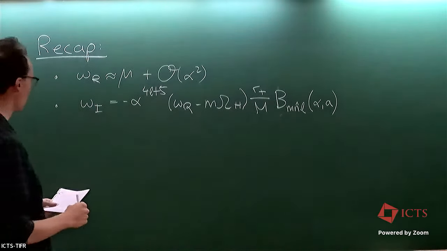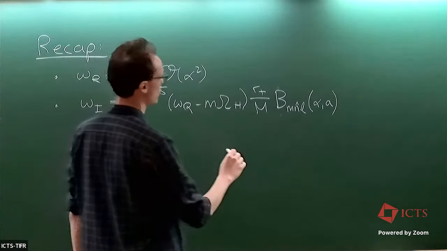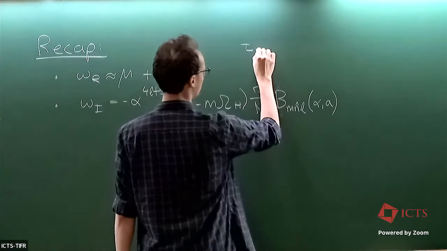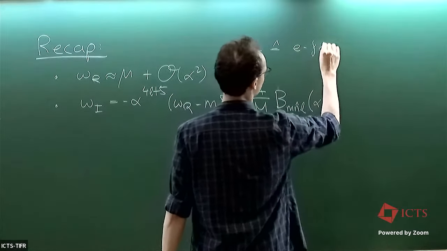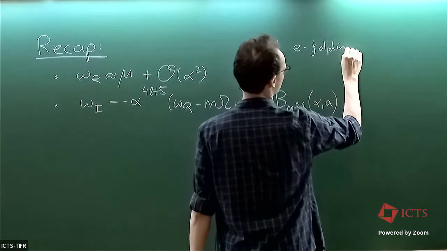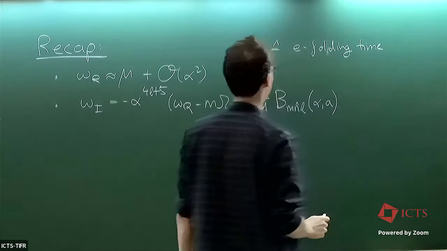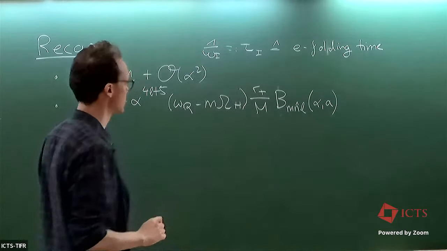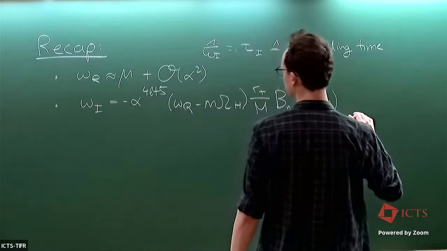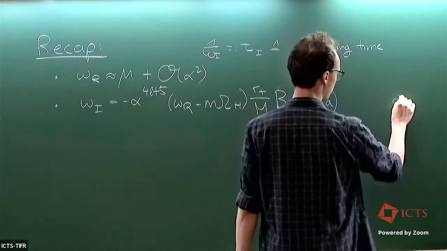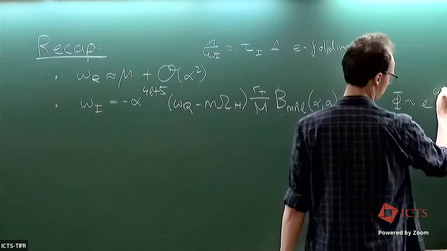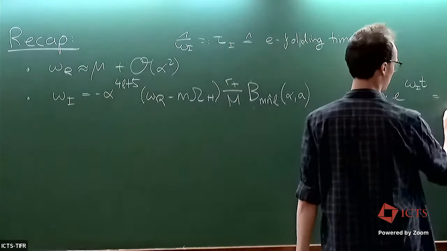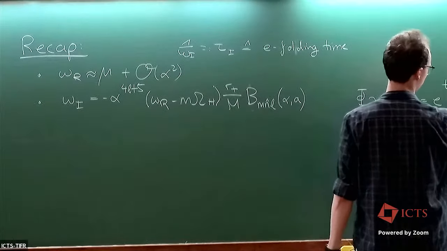Okay? So yesterday in the tutorial, I was told there was a question about why the inverse of omega I is called the e-folding time. So this is called the e-folding time. And so the reason for that is the following. The exponential growth of the scalar field is controlled by the imaginary part of the frequency. And so this is basically just e to the t over tau I.